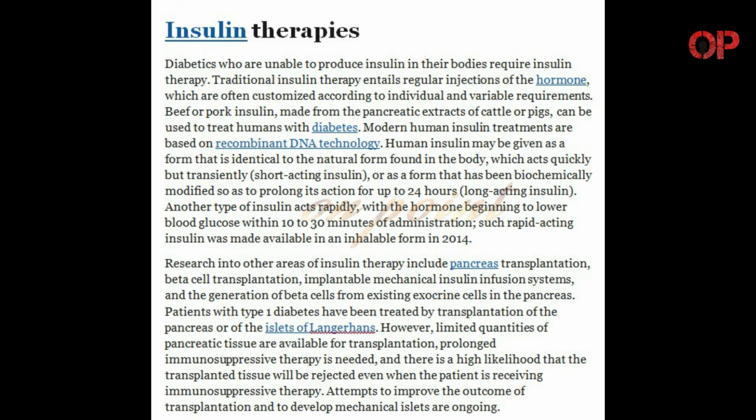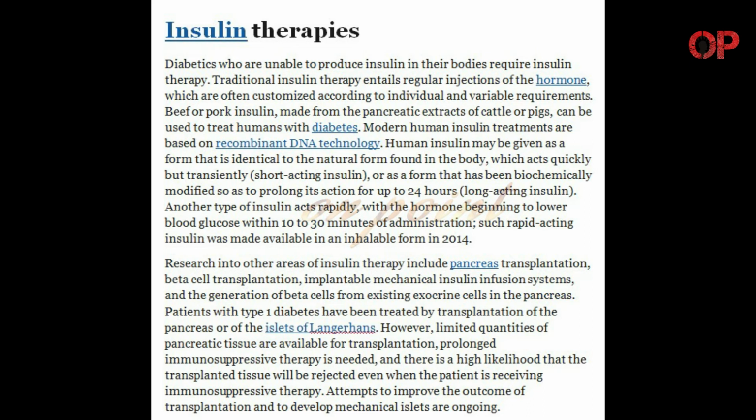Research into other areas of insulin therapy include pancreas transplantation, beta cell transplantation, implantable mechanical insulin infusion systems, and the generation of beta cells from existing exocrine cells in the pancreas. Patients with type 1 diabetes have been treated by transplantation of the pancreas, or of the islets of Langerhans. However, limited quantities of pancreatic tissue are available for transplantation.